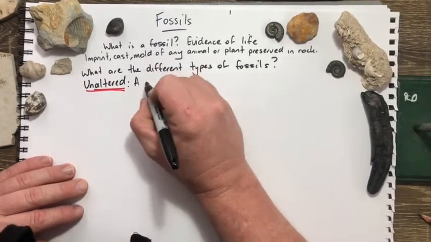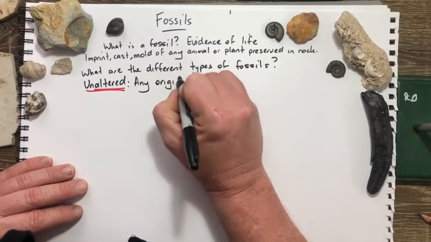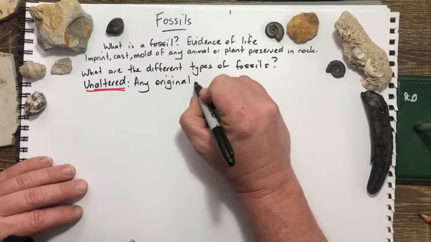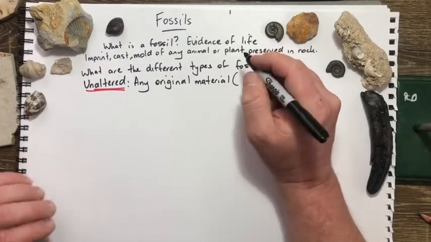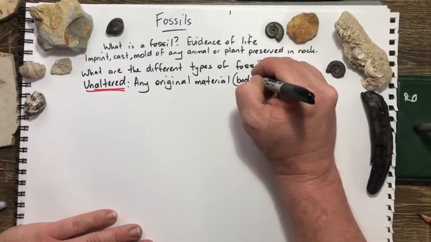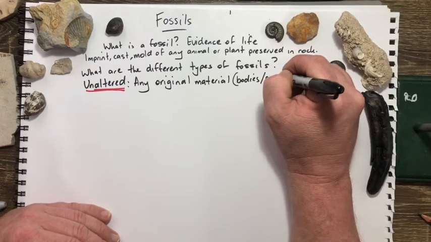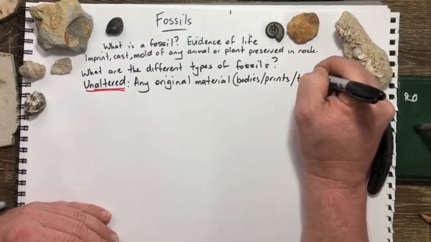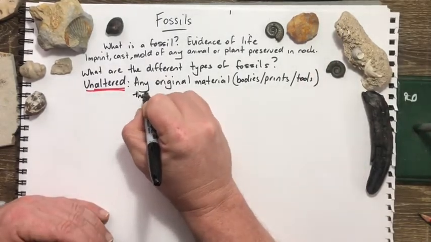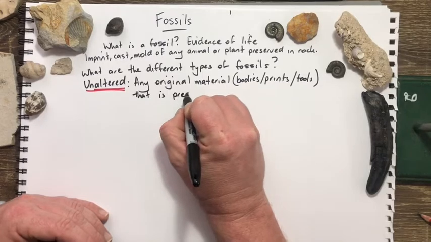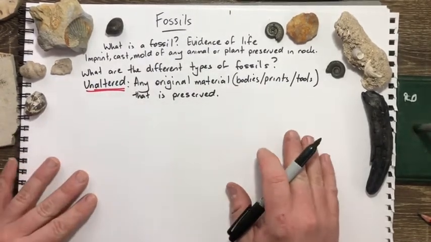It is any original material. And when I say material, I mean bodies, or even tools, prints, but it's got to be preserved. So let's look at a couple of ways we can get unaltered.